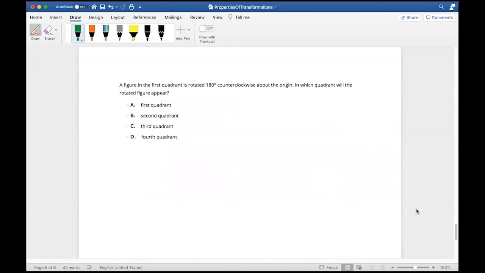What happens here? A figure in the first quadrant is rotated 180 counterclockwise. Again, that would be going to the left. What quadrant do we end up in? So just a little reminder about your quadrants. Here's your X and Y axis. First quadrant, second quadrant, third quadrant, because they're divided into 4s. That's why they're called quadrants. So 1, 2, 3, and our fourth quadrant here.